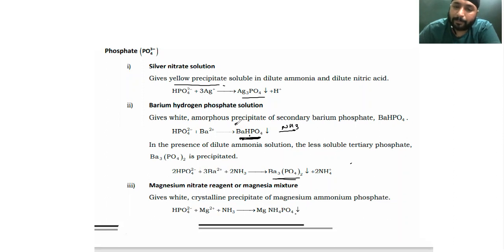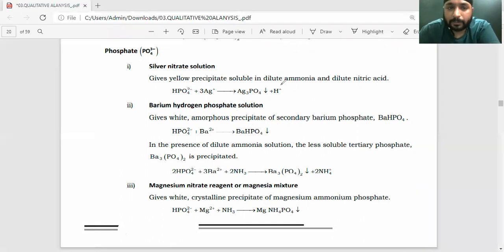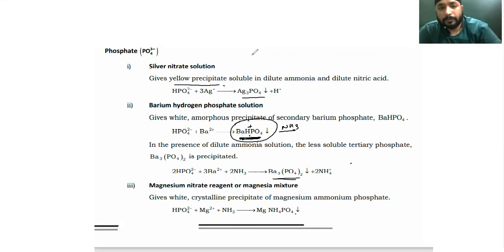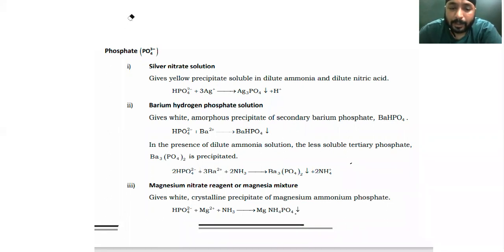So first I'm getting a white precipitate of barium hydrogen phosphate, which is more soluble compared to barium phosphate. Barium phosphate is produced when you react with ammonia, because ammonia will extract this H plus and I'll get the phosphate anion fully. Getting it? So barium phosphate I'll get, which is a white precipitate.